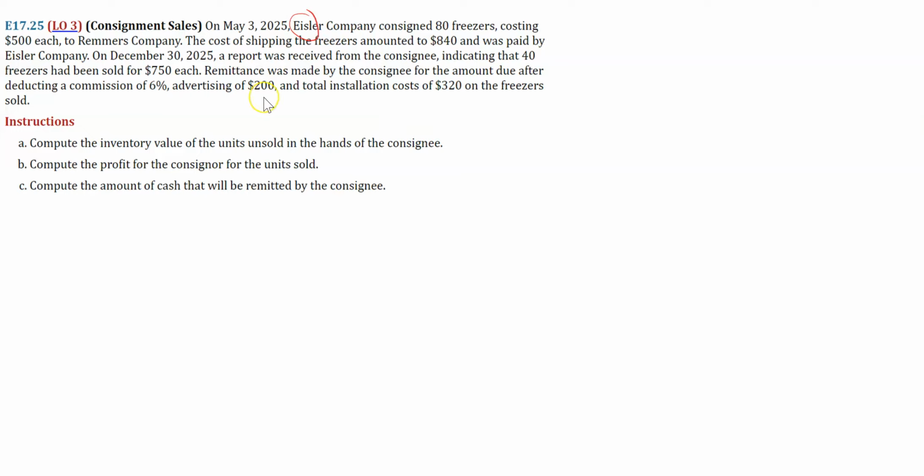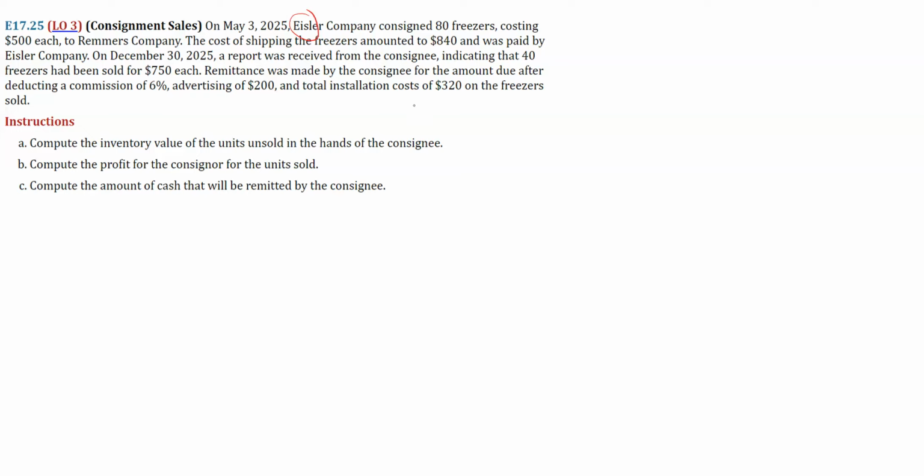They also paid advertising expenses, and there are also installation costs. Remember, usually those advertising expenses or installation costs should be reimbursed by the consignor, and that will affect the ultimate profit that the consignor will make. Now let's calculate the numbers.